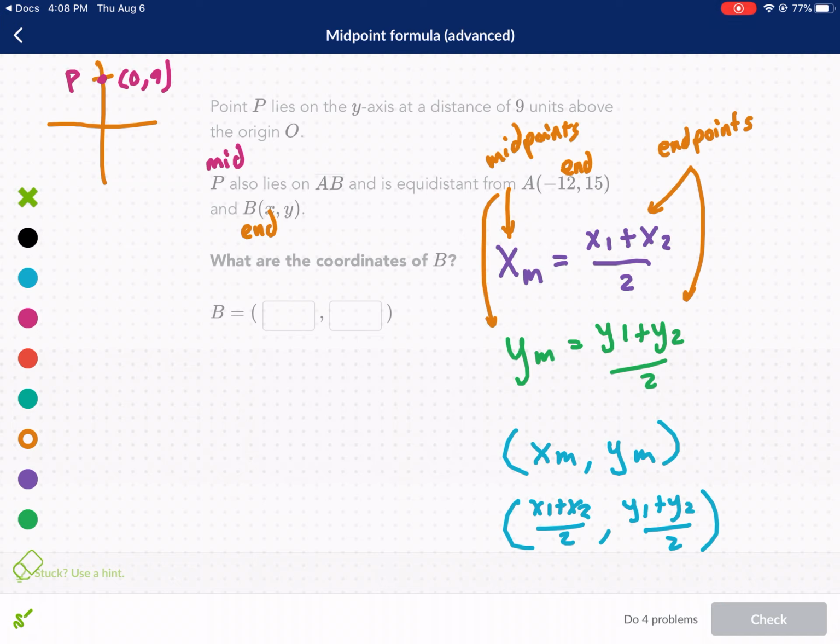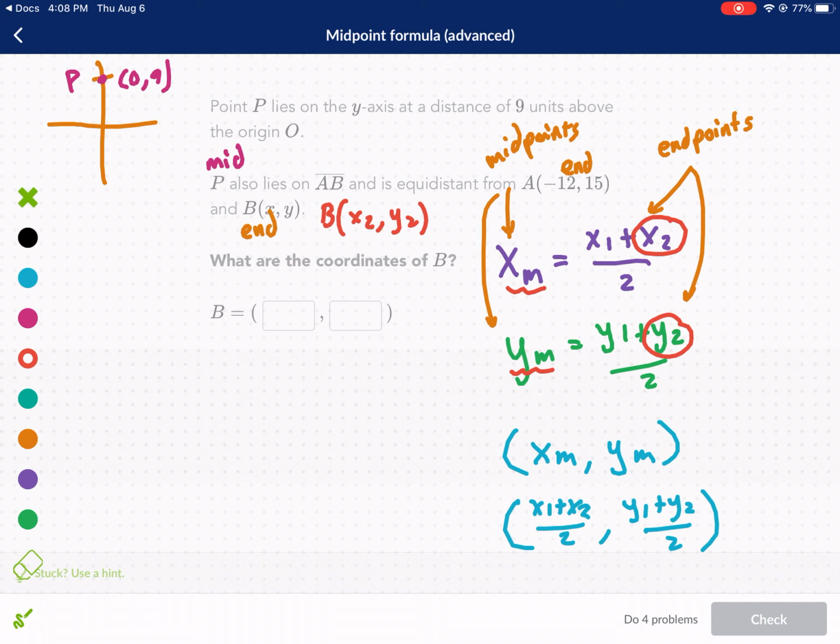So in this case, we're given these values here. We're given ym and xm, and we need to find one of the endpoints. In this case, we'll call it x2 and y2. We'll say x2 and y2 are B. So we'll call B x2, comma y2, because we don't know what those values are.